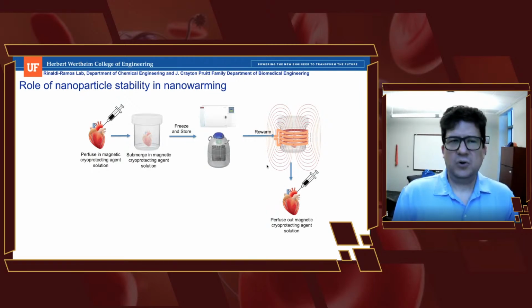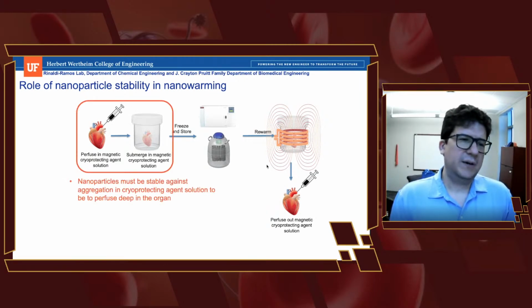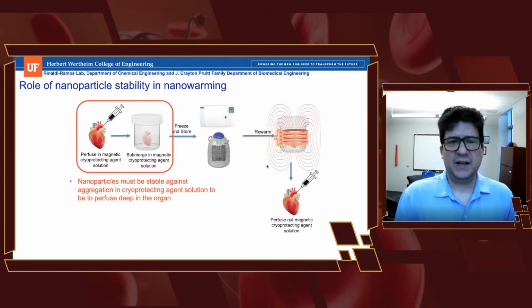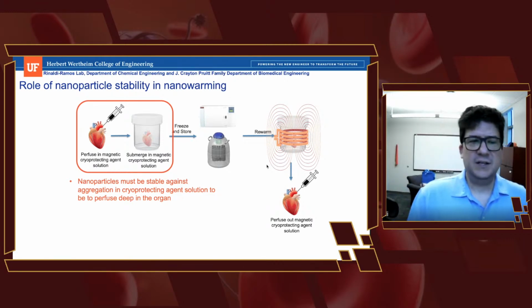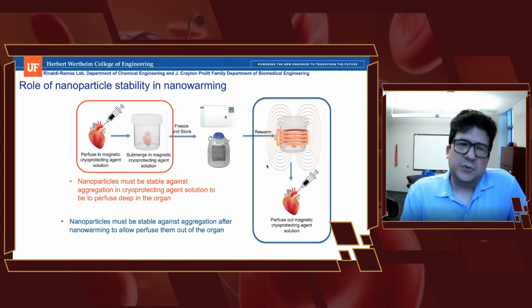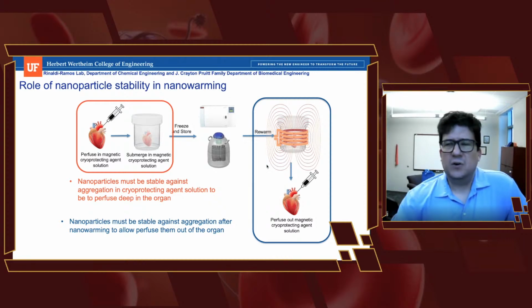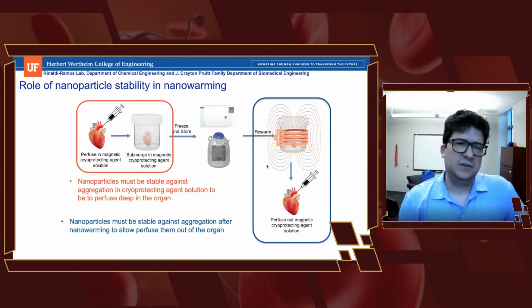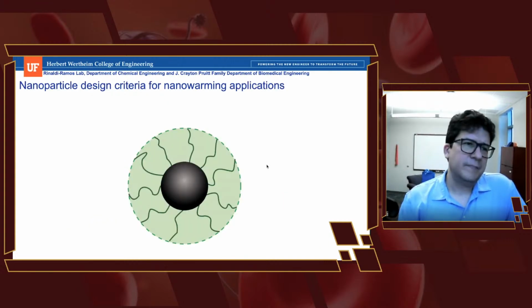Nanoparticle stability has several roles in nanowarming. For example, the nanoparticles must be stable against aggregation in the cryopreservation agent solution for them to remain really small and penetrate deep into the organ, into the microcapillaries. The nanoparticles must also be stable after nanowarming to allow them to perfuse out of the organ. And so these are important requirements.